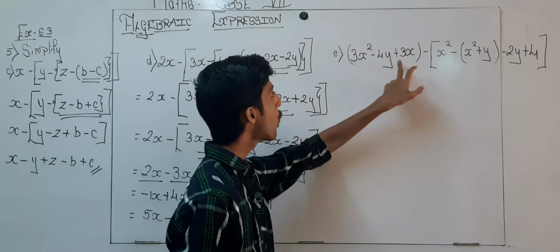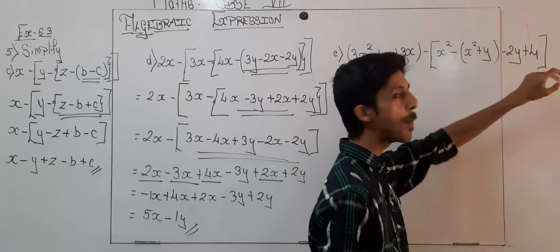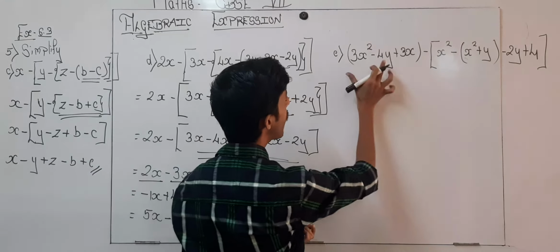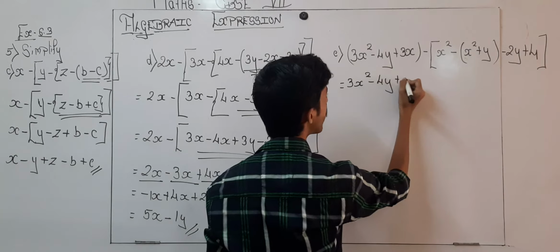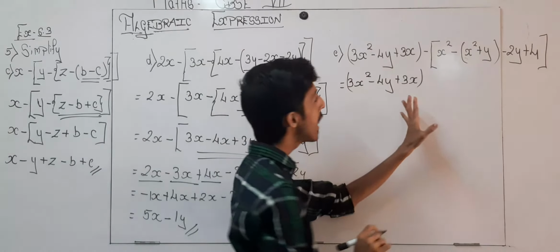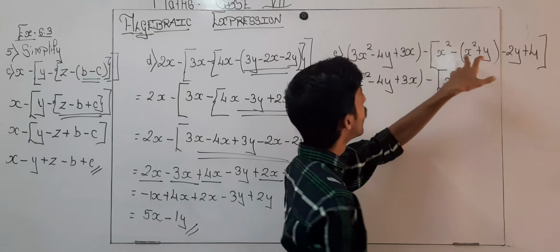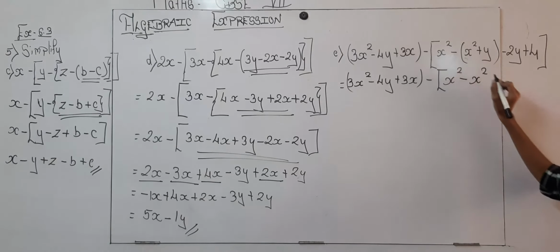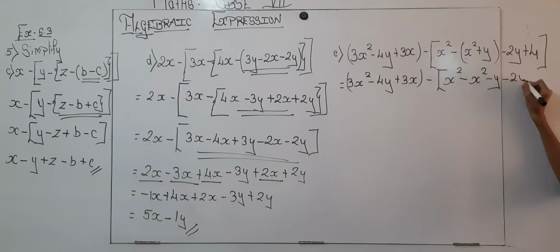3x square minus 4y plus 3x minus x square minus x square plus y minus 2y plus 4. Now, first we will solve the inner bracket. So let this bracket remain like this way. So 3x square minus 4y plus 3x. The bracket will remain like this way. The outer bracket also the same way. X square minus. Now over here, minus plus minus, that will be x square. Okay. Now over here, minus plus minus. So the inner bracket got extinguished over here. Minus 2y plus 4. Okay.